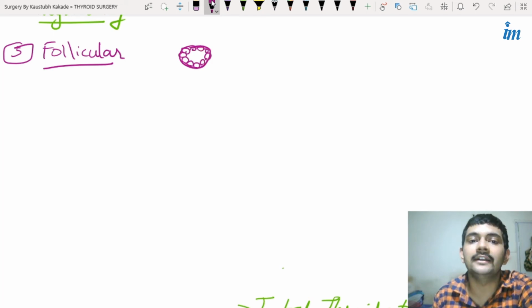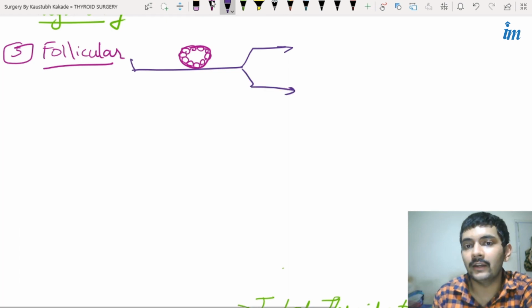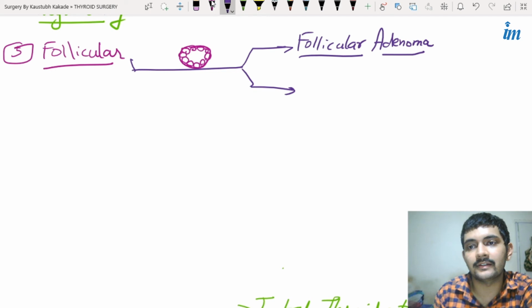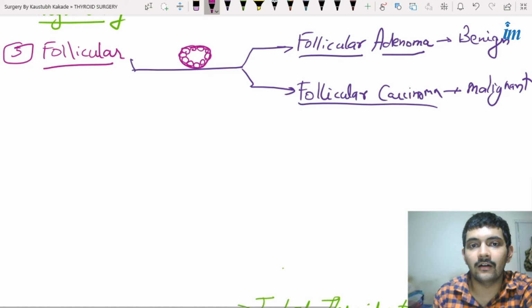Can you diagnose it directly to be a follicular carcinoma? No. The reason behind this is a follicular component can be of two types. It can be a follicular adenoma, and adenoma, as you already know in pathology, means it is benign, whereas it could be a follicular carcinoma, so it is malignant. So what to do in this situation? How do you identify whether it is an adenoma or a carcinoma?